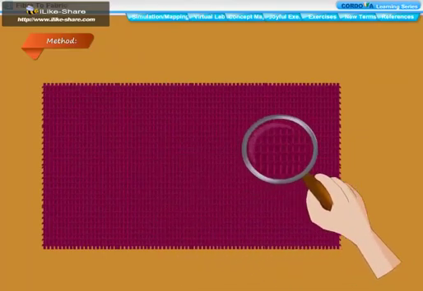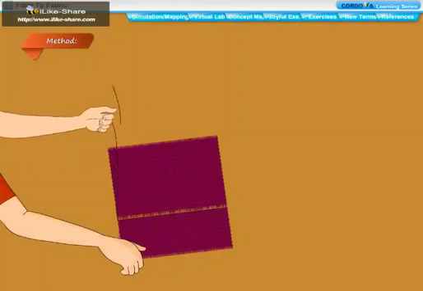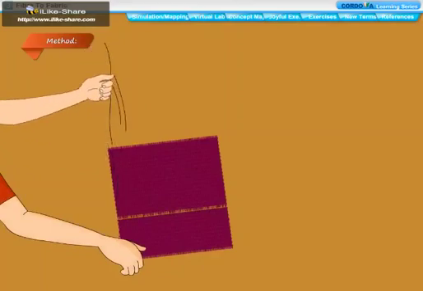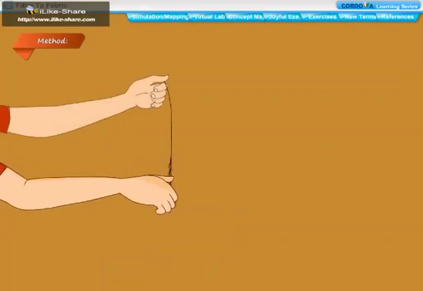Now, find a loose thread or yarn at one of the edges and pull it out. If no loose yarns are visible, we can generally pull out a yarn with a pin or a needle. Place the piece of yarn on the table. Now, press one end of the yarn with our thumb. Scratch the other end of the yarn along its length with our nail.